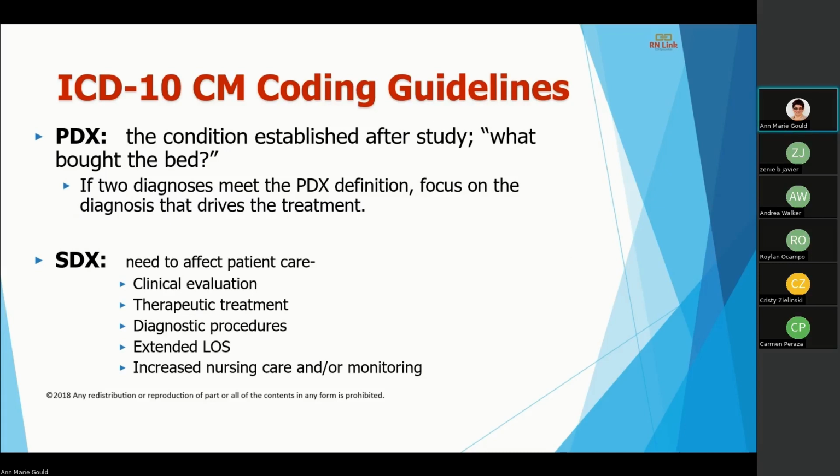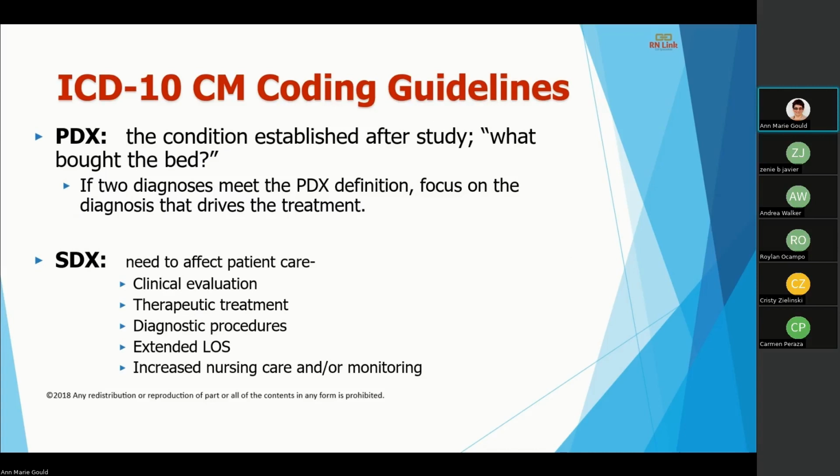Now, your SDX, or your secondary diagnoses, need to affect patient care somehow. Usually it's clinical evaluation, a doctor's physical exam or a consultant's physical exam. Therapeutic treatment: are they given medications for that diagnosis? Are they doing diagnostic procedures or testing? Are they doing imaging, x-rays, CTs? Are they doing lab testing? Is it extending the length of stay in the hospital? Or is it increasing nursing care and or monitoring for that patient? That's why you want to see the secondary diagnosis.